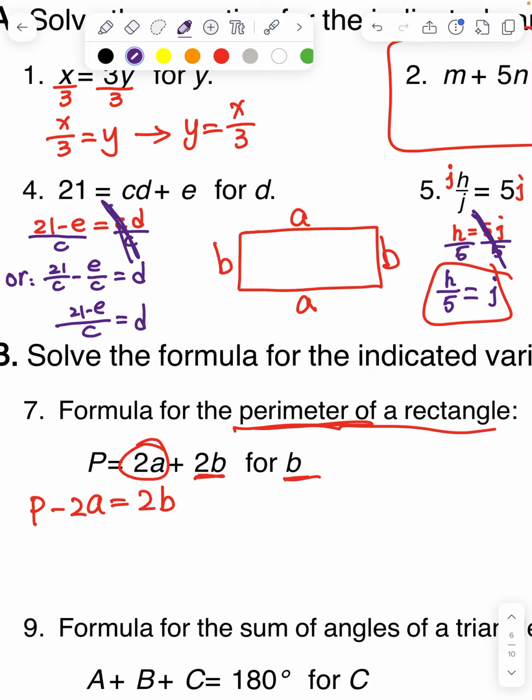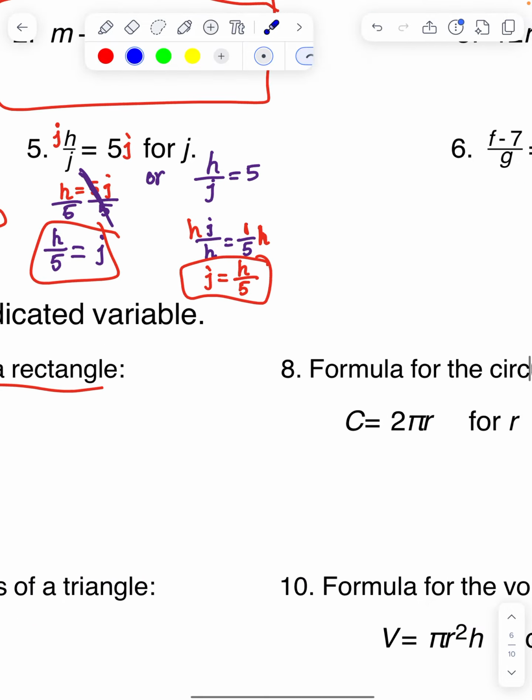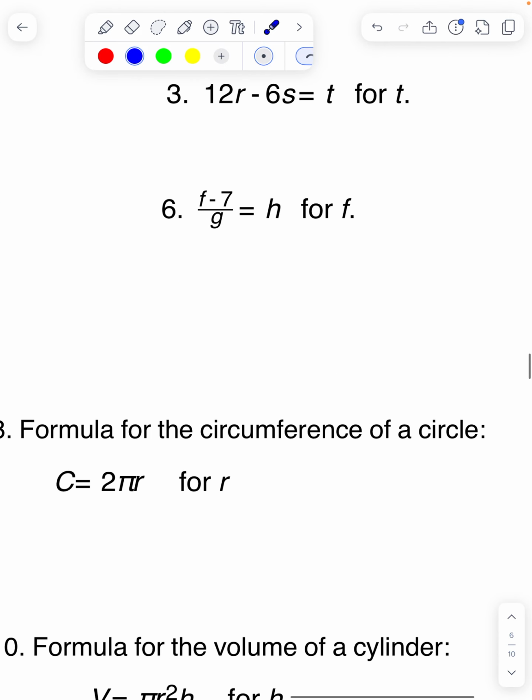Now I'm going to divide both sides by 2. When you divide, you have to divide every term. So 2 divided by 2 is gone. So B equal to P over 2 minus A, since 2 divided by 2 cancels out, right? Done. Solve for B.